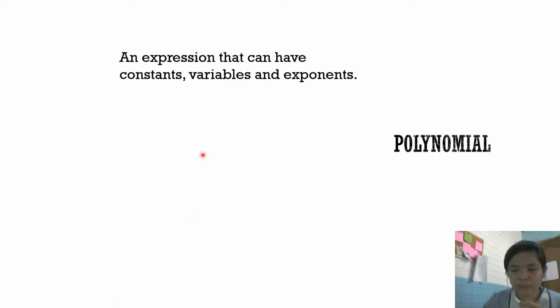So before we proceed to rational functions, let us first have a recall on what a polynomial is. So polynomial is an expression that can have constants, variables, and exponents. So yung constants natin, yun yung numbers na kasama ng variable natin. Ano ba yung variable? Yung variable, yun yung mga letters sa polynomials. Yung exponents naman, yun yung numbers sa taas ng variable natin.